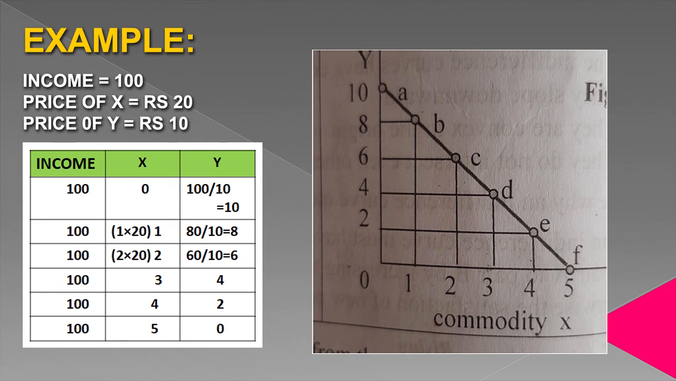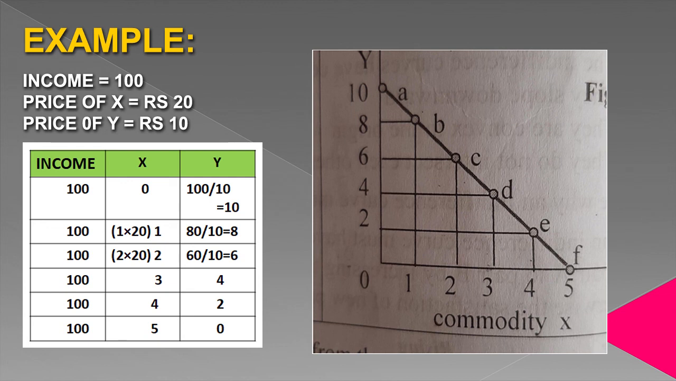Now, if he decides to buy 1 unit of X, it means he spends 20 rupees on X now. 20 is the price of X. So he spends 20 rupees on X. He will be left with 80 rupees. With 80 rupees, he can buy 8 units of Y. 80 divided by 10 equals 8.